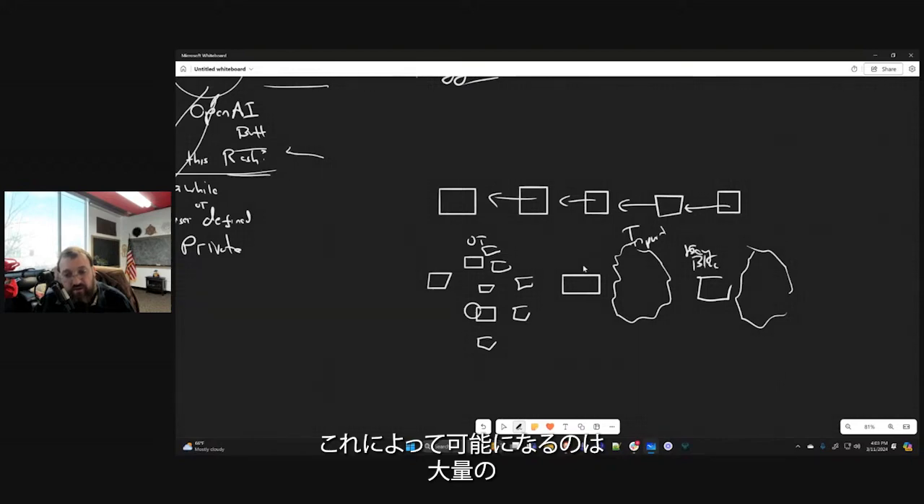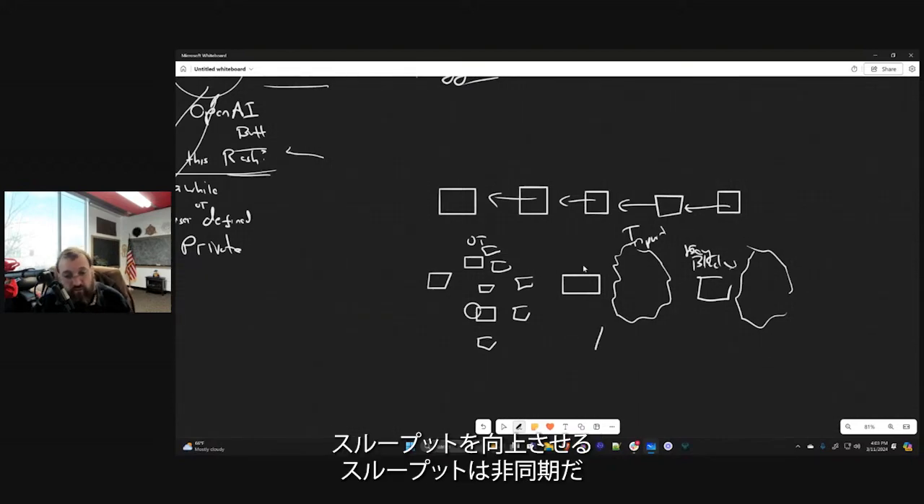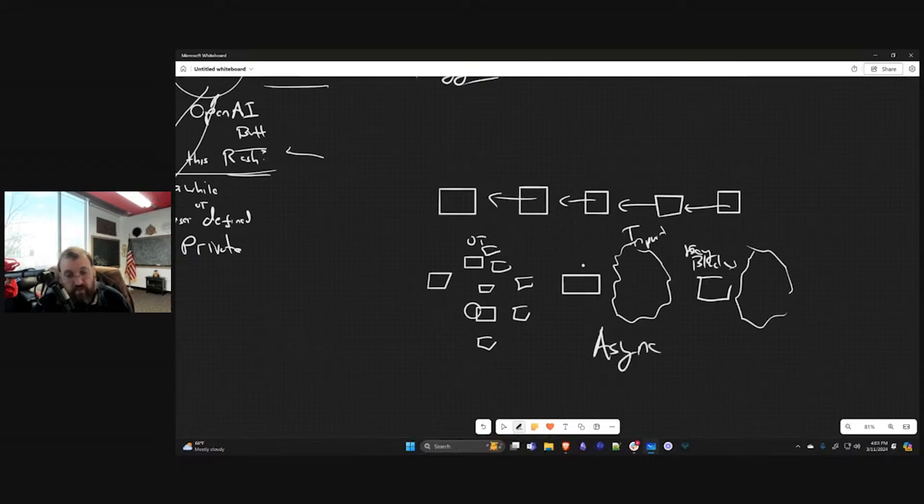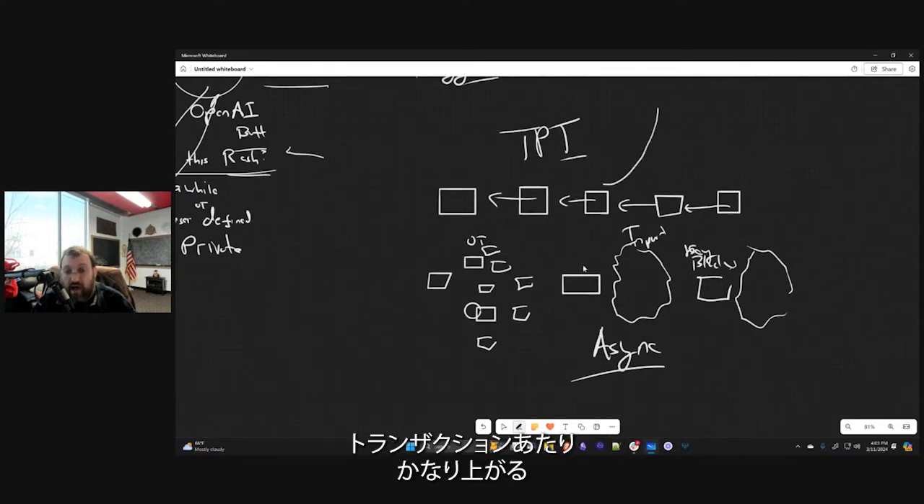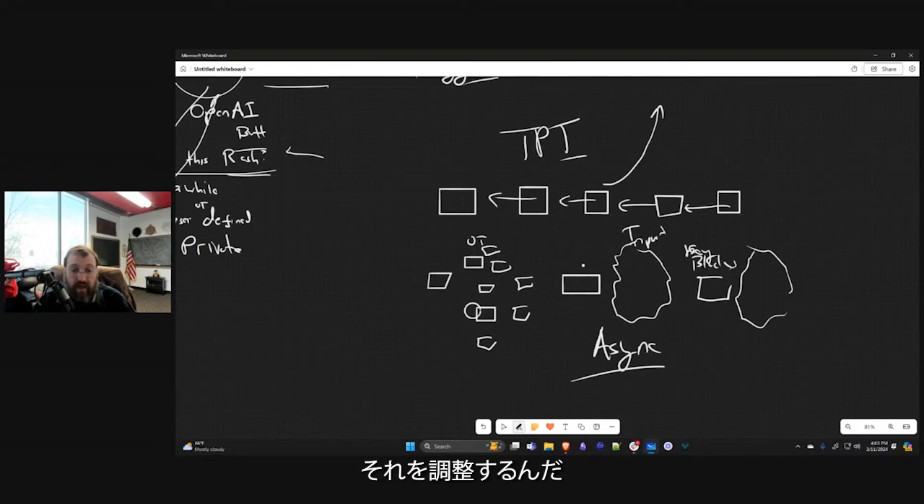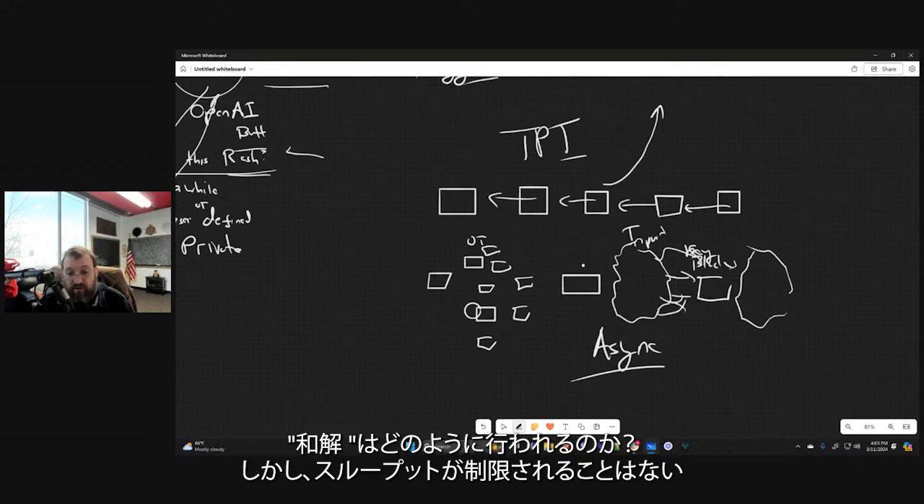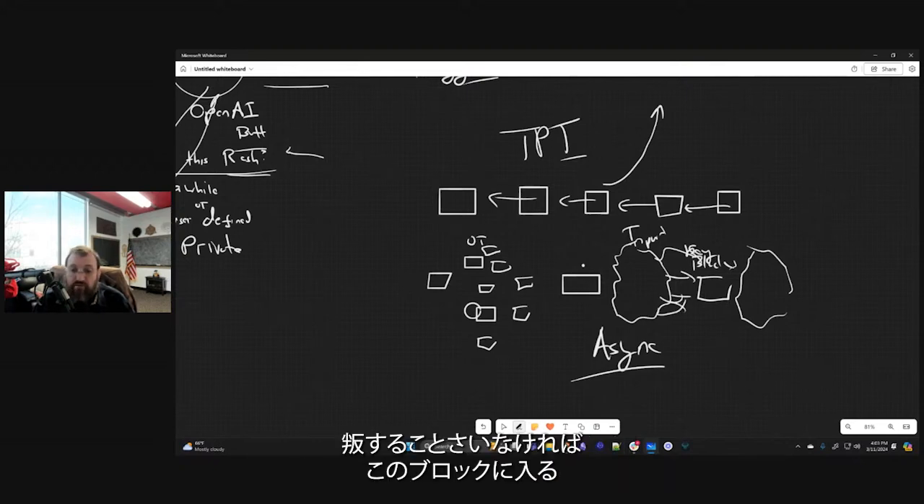Now, what this allows you to do is massively improve your throughput, and your throughput is asynchronous. Okay, so your TPS rate, or in our case, TPT, transactions per transaction, goes way up. Way up. And you have to reconcile it. So there's a whole bunch of magic in the security world that goes into how that reconciliation happens. But you're never really throughput limited, as long as things don't contradict each other. It goes into this blob.